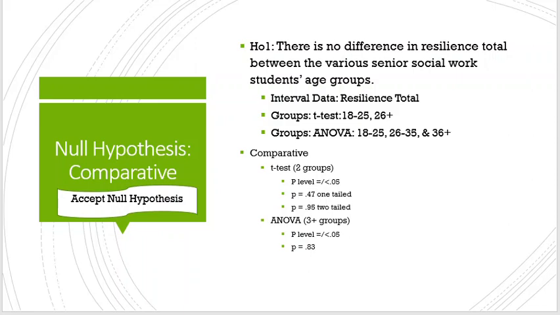So the null hypothesis for the comparative says there is no difference between resilience total between the various senior social work students' age groups. This is interval level data because the resilience total, you can look at the resilience scale, it has an absolute 0. Somebody could have absolutely 0 resilience, and it has up to 800. So it's interval level.